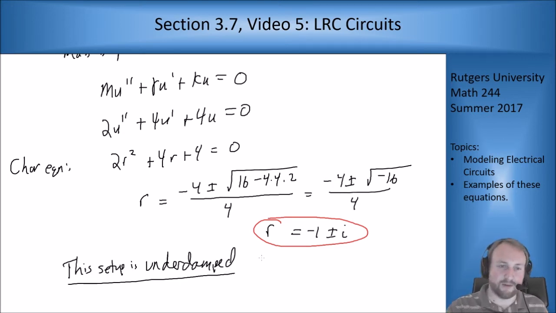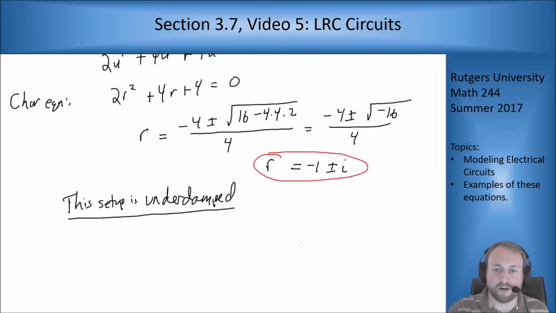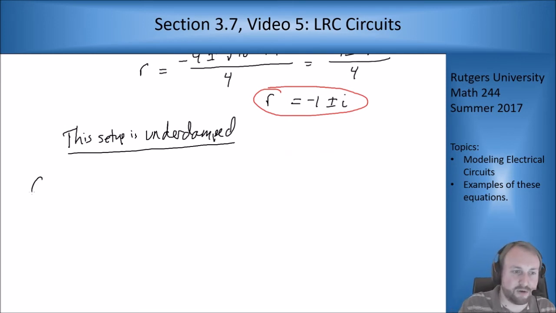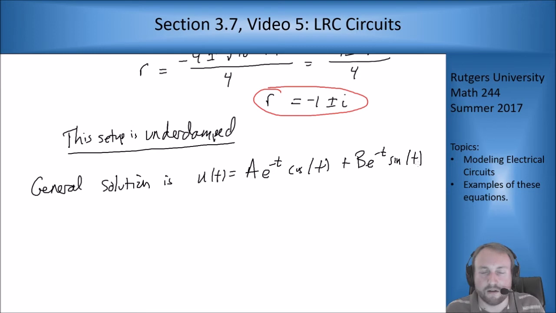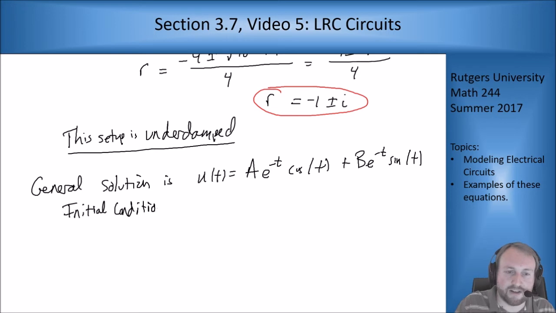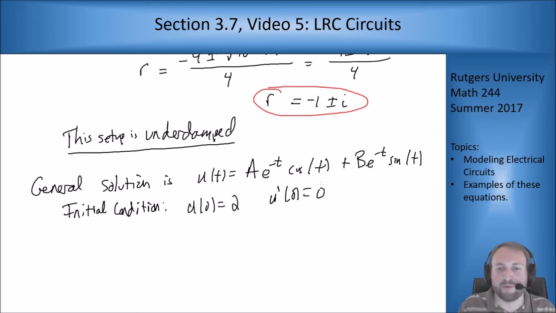Then we want to solve the problem. If our roots are negative 1 plus or minus i, that means our general solution is u of t equals A e to the minus t cosine of t plus B e to the minus t sine of t. Now I want to plug in my initial condition. I said I was pulling it down 2 meters and then releasing it. So my initial condition is u of 0 equals 2, remember, because down is positive here, and u prime of 0 equals 0 because I'm releasing it.